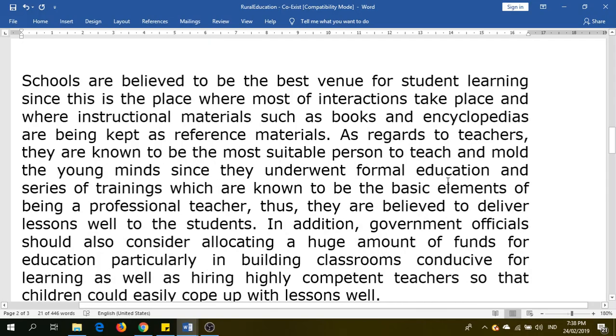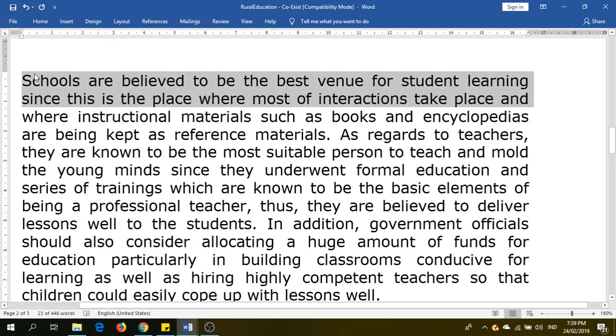So this is the first body paragraph talking about schools and teachers. Schools are believed to be the best venue for student learning since this is a place where most interactions take place and where instructional materials such as books and encyclopedias are being kept as reference materials. As regards teachers, they are known to be the most suitable persons to teach and mold a young mind since they underwent formal education and series of trainings, which are known to be the basic elements of being a professional teacher.